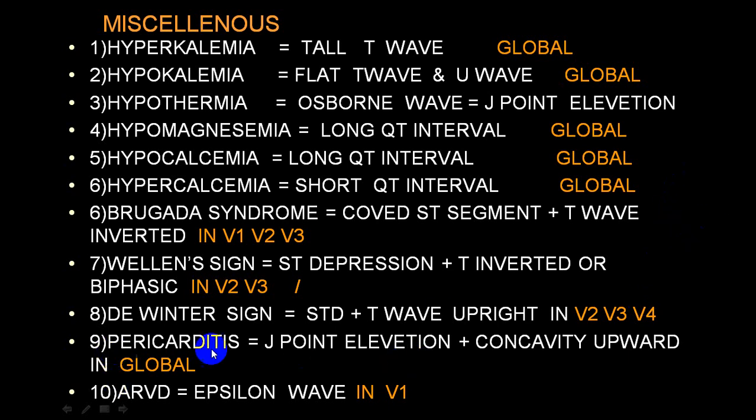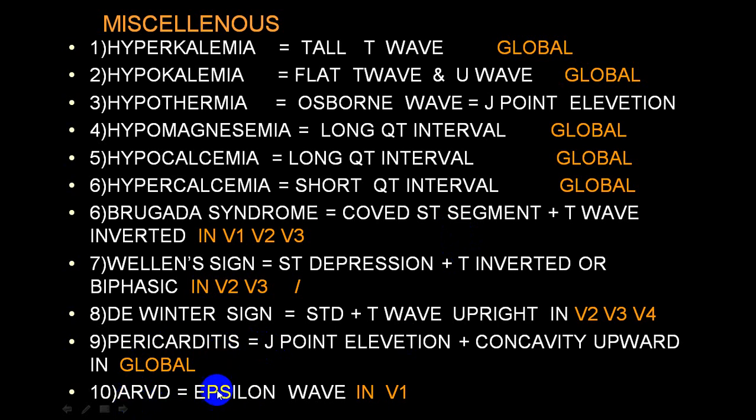In pericarditis, there are global changes in almost the majority of all the leads. There is J point elevation with concavity upwards, which is characteristic of pericarditis. Along with this, you can have changes in aVR like PR segment elevation or depression with ST segment depression and T wave inversion. This is in case of pericarditis. We'll be showing you further when we do ST mimetics and ST equivalents.